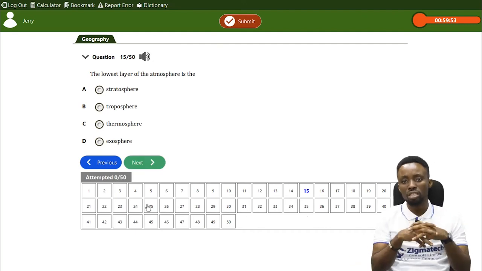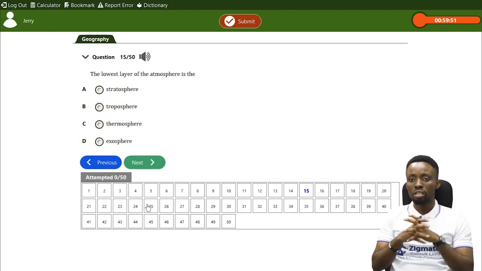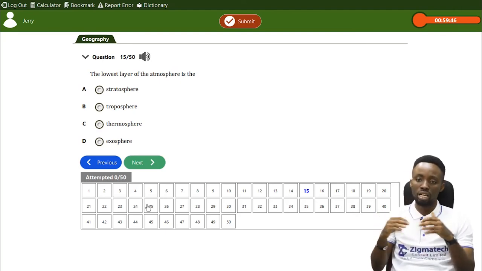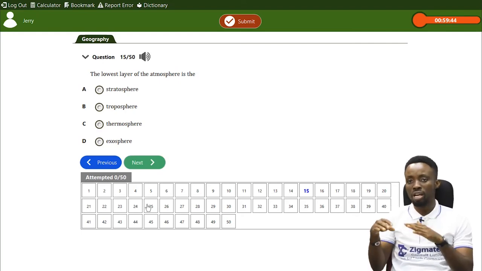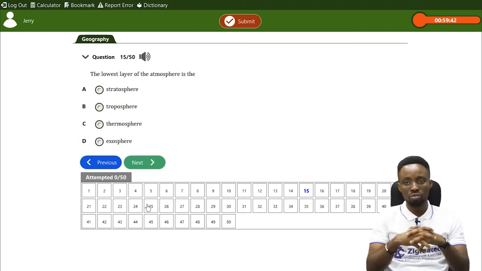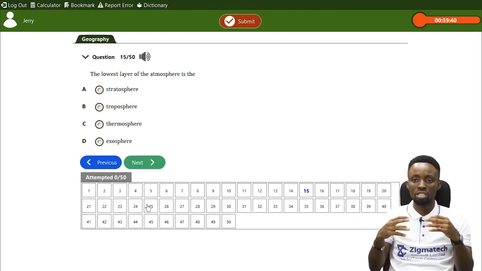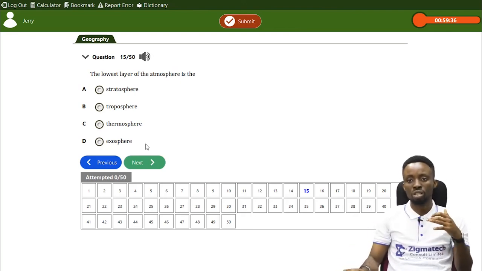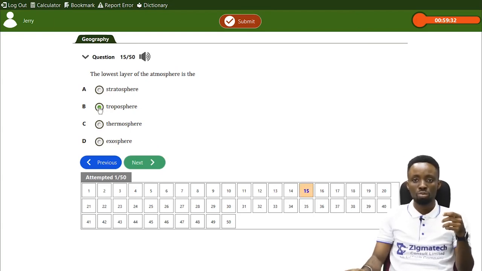Now, number 15 says the lowest layer of the atmosphere is the dash. Now, A is stratosphere, B is troposphere, C is thermosphere, D is exosphere. Now, if you look at the options, the correct answer there is definitely going to be what? The troposphere. So let's look at the next question.